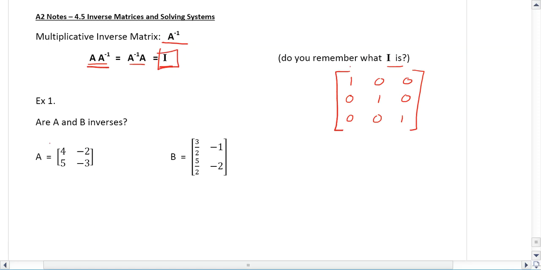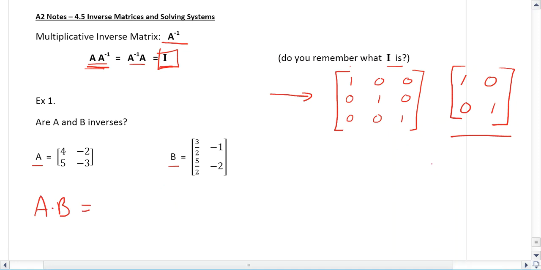So this first example asks us, are matrices A and B inverses of one another? Well, what's the strategy? Back up here. If we multiply the two matrices and we end up with something that looks like this, except we have a 2 by 2 example here. So the 2 by 2 identity would look like this. So how we could tell is if we did A times B, looked at the answer, if it's an identity, we could say yes, they are inverses, and if it's not, we could say no.